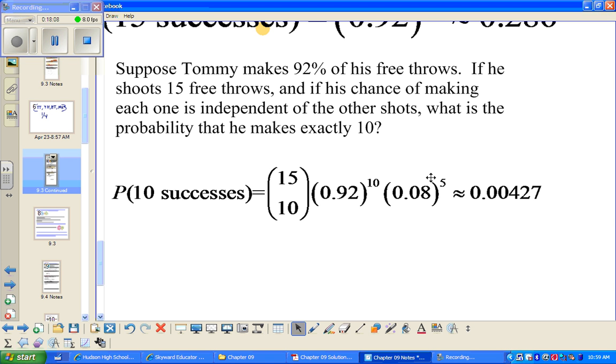Something to keep in mind, if you went through and found the probability that he makes 0, 1, 2, 3, 4, 5, 6, 7, 8, 9, 10, 11, 12, 13, 14, and 15, all those probabilities added together would equal 1. And then remember, where do those numbers come from? From up above, we had 15, so your N was 15 in this case, and then the R was 10. This was your P, and this was your Q.